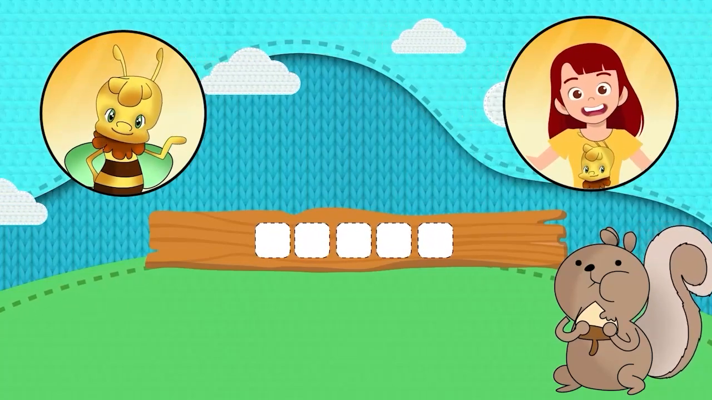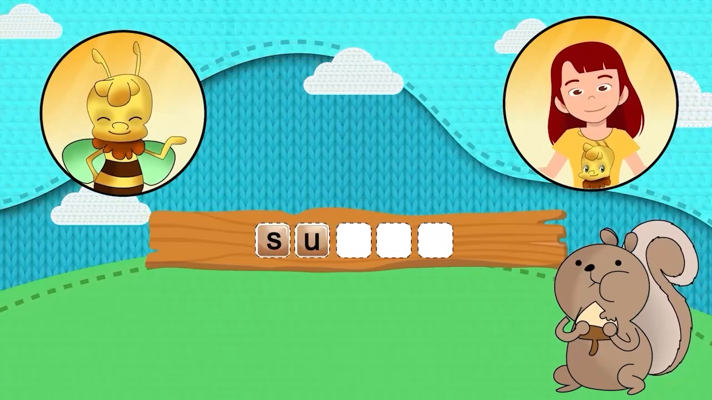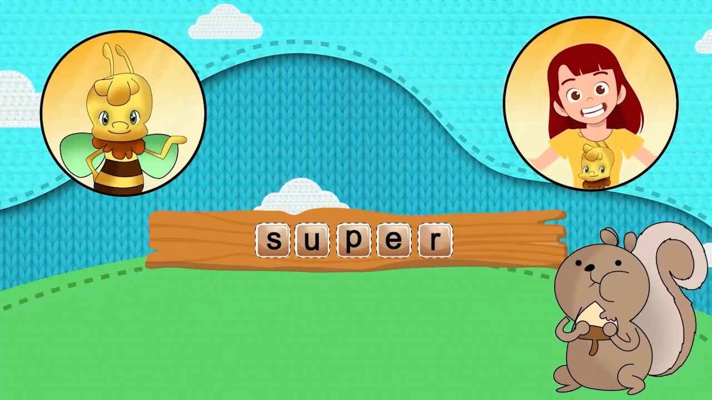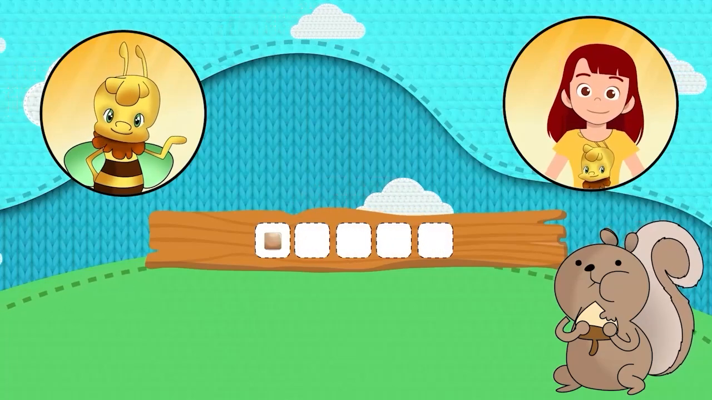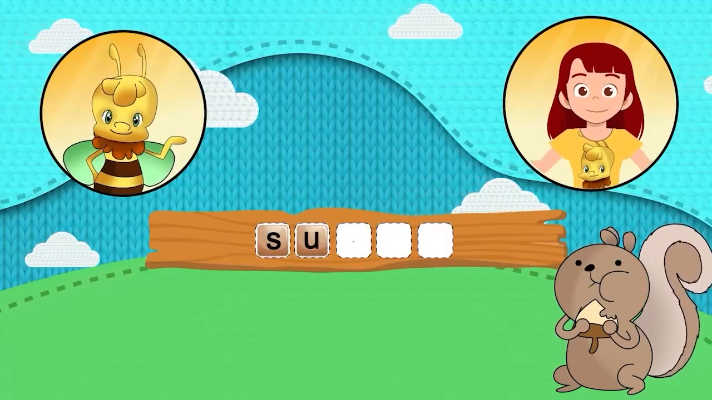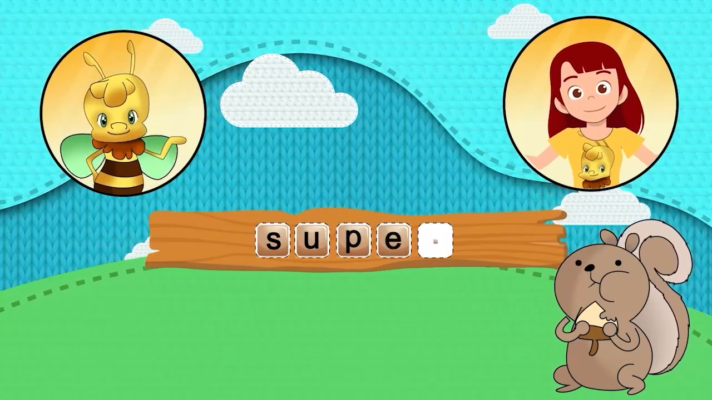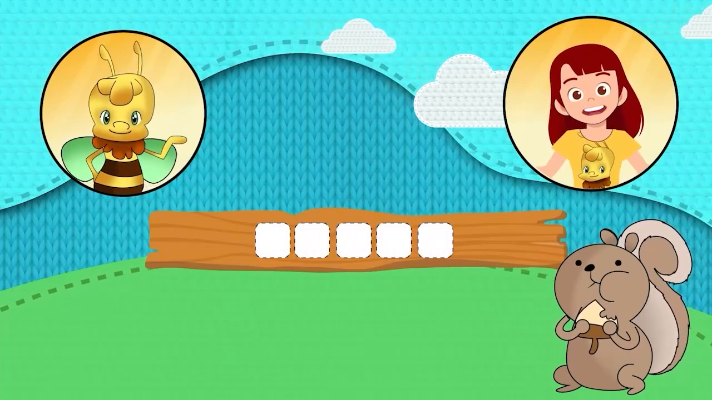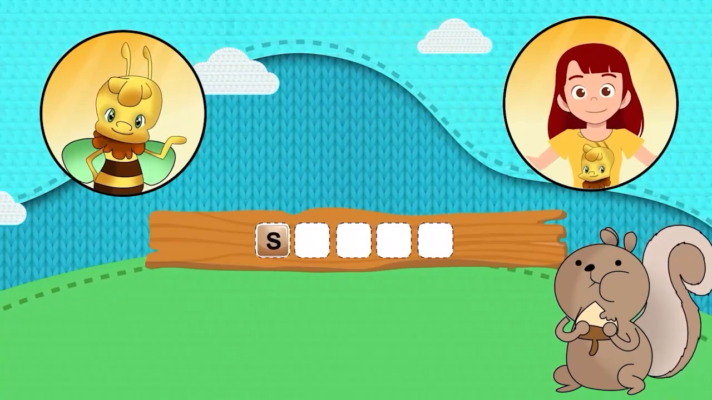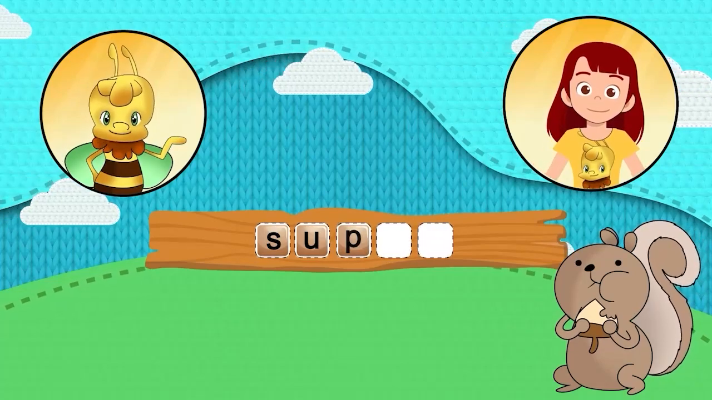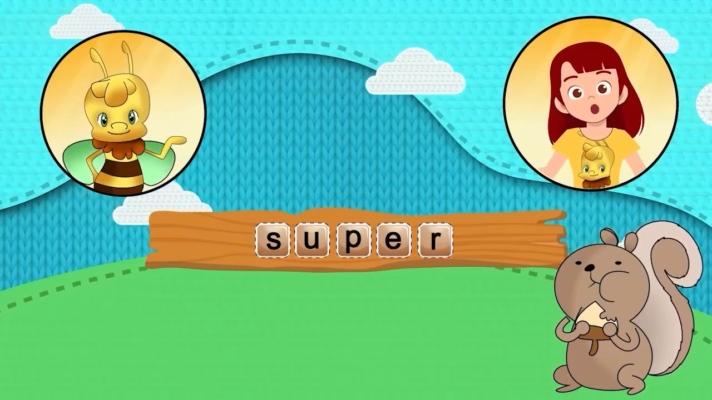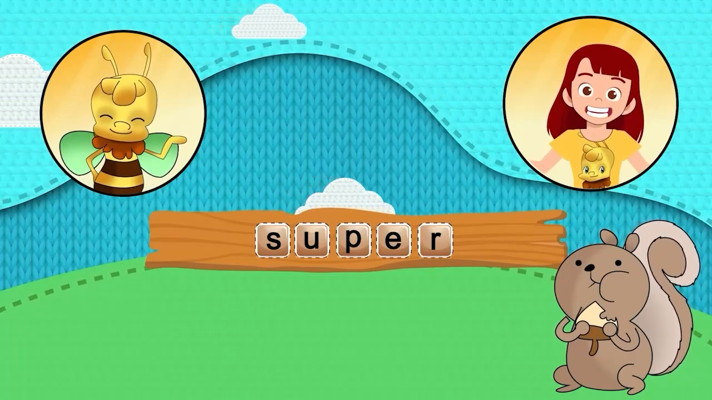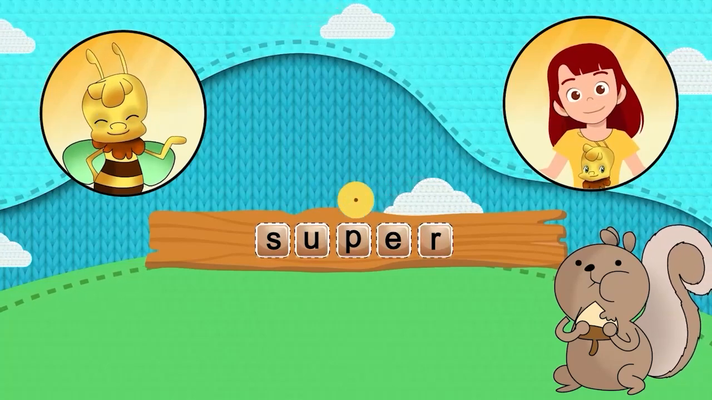We spell super S-O-P-E-R. Again, we spell super S-O-P-E-R. Let's spell it once more as a group. Come on, everyone. S. S is an important sound to know, so thank you for dropping in to learn about it, Squirrel.